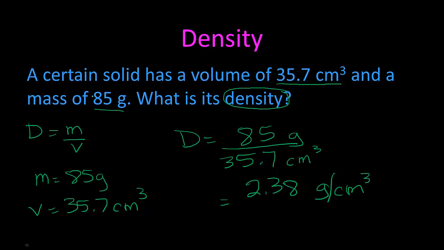Look, this number, 85, has two significant figures. This number has 3. So when we divide them, we need to take the least amount, which is 2. So our answer can only have 2 significant digits. We're going to underline the first 2. Look at the digit just to the right of the last significant digit. If it is 5 or greater, that means the 3 has to be rounded up. So our answer is 2.4 grams per cubic centimeter.